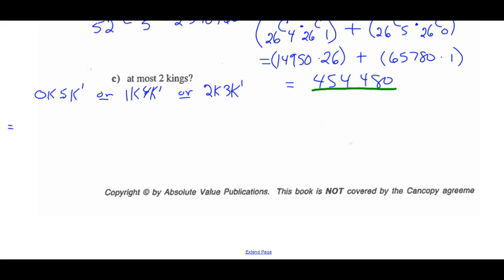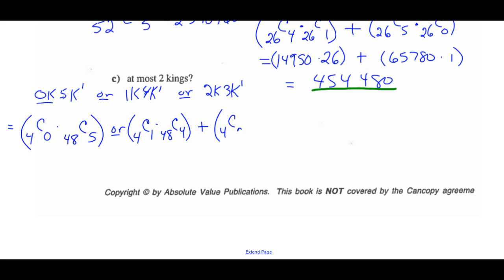I have got 4 kings in the deck. I want to choose 0. That leaves 48 of the 52 are not kings. I want to choose 5. That satisfies having no kings and 5 other cards. Or we could have 1 king. So I've got 4 kings in the deck. I want to choose 1. Again, order's not important, so it's a combination. Multiplied by, I've got 48 not kings. I now want to choose 4. Or, we're going to add to that, I've got 4 kings. I want to choose 2. And I've got 48 not kings. I want to choose 3.